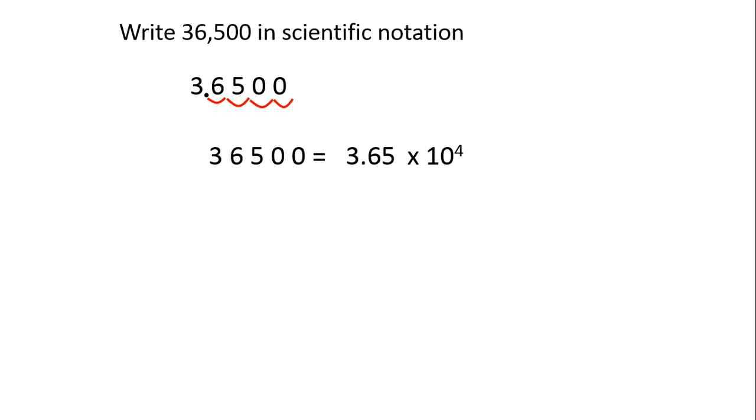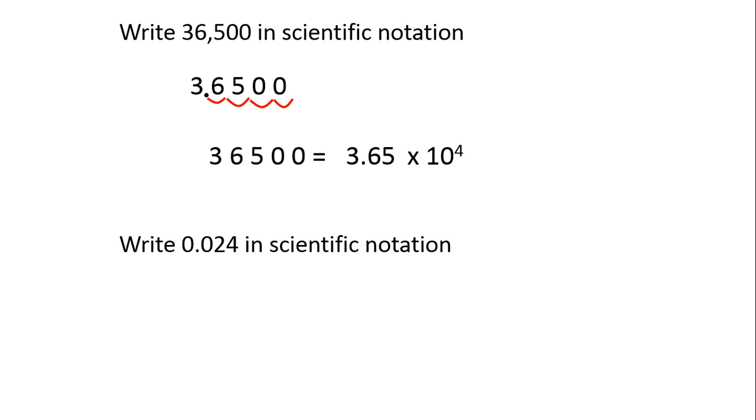So 36,500 is the same thing as 3.65 times 10 to the 4th power. And if you stop and think about it, 10 to the 4th power is 10,000. So 3.65 times 10,000 is 36,500.